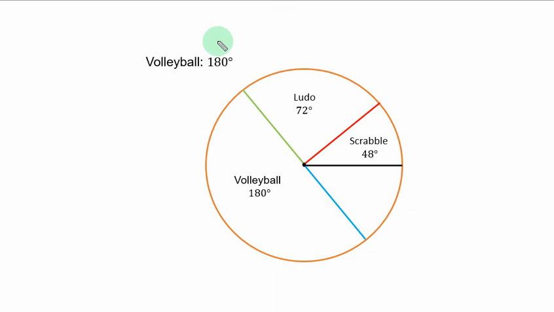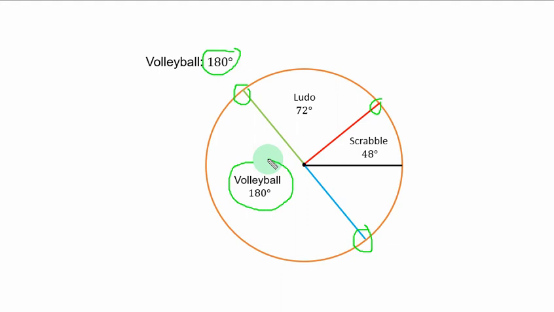The next sector is volleyball, and that is 180 degrees. Now the protractor, that 0 position, you take it from here to this point where the sector for Ludo ended. Then you count, so here is 0 now. You count from 0 until you have 180 somewhere here. This becomes the sector for volleyball.